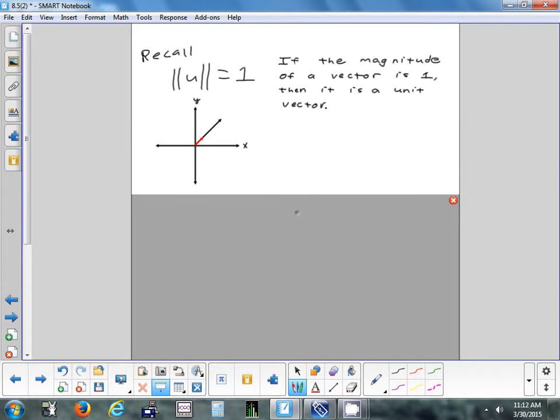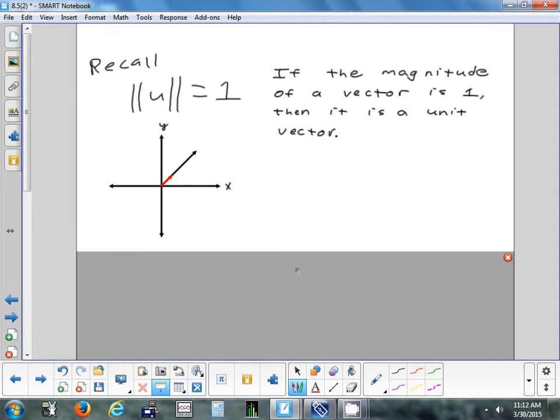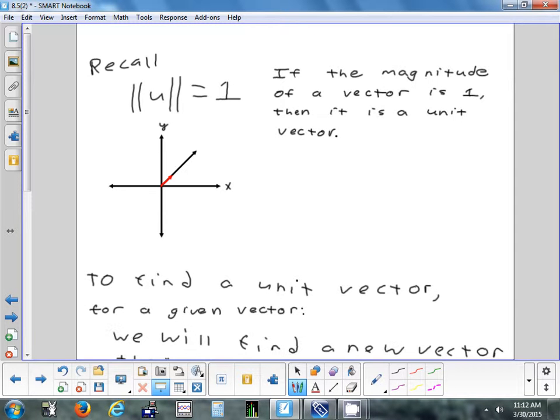All right, so next part has to do with unit vectors. Remember, if you have a vector with a length of 1, that's called a unit vector. And what we're going to try to do here is find a unit vector given another vector. Let's say we were given this one in black. We want to find a vector that points exactly the same direction, but it's only 1 unit long, instead of however long the black one is.